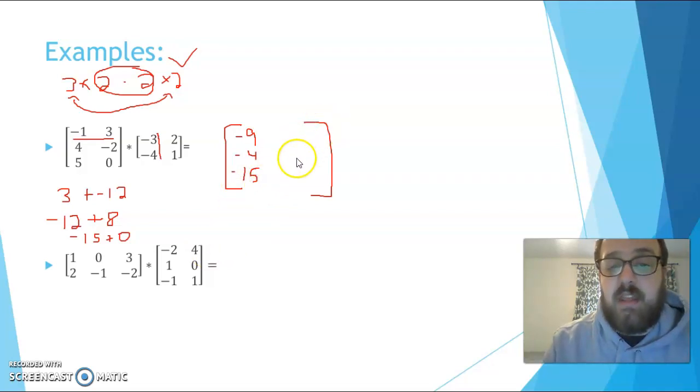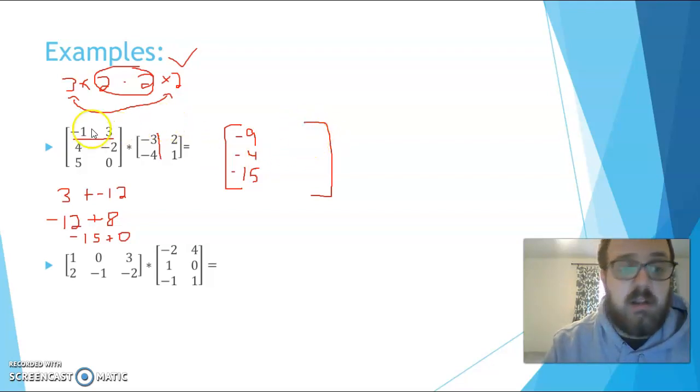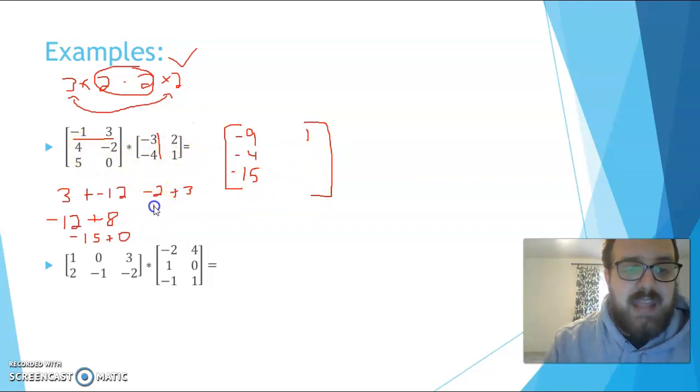So for these ones over here, this one right here would be row 1 times column 2, because it's 1, 2 would be the element here. So row 1 times column 2, so I'm going to have negative 1 times 2 is negative 2, plus 3, which will be 1. And then for this one, 4 times 2 is 8. Negative 2 times 1 is negative 2. And so I'm going to get 6.